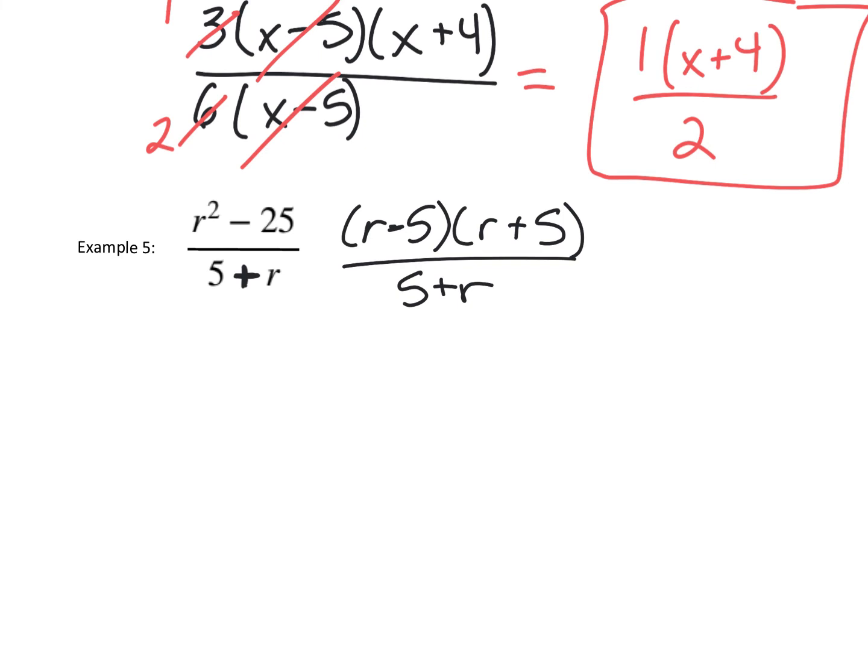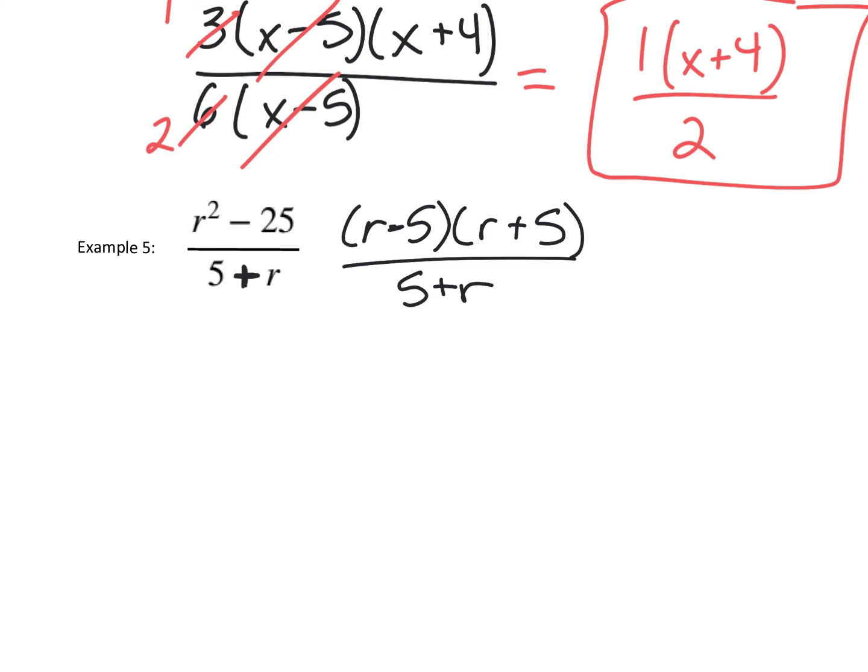Okay, so we break it down: r minus 5 over r plus 5 over 5 plus r. So now we look. Do we have any binomials that are the exact same? Yes. What are they?